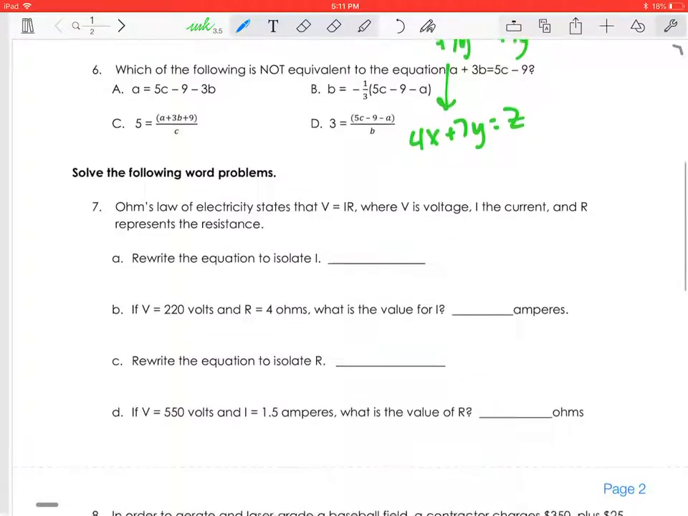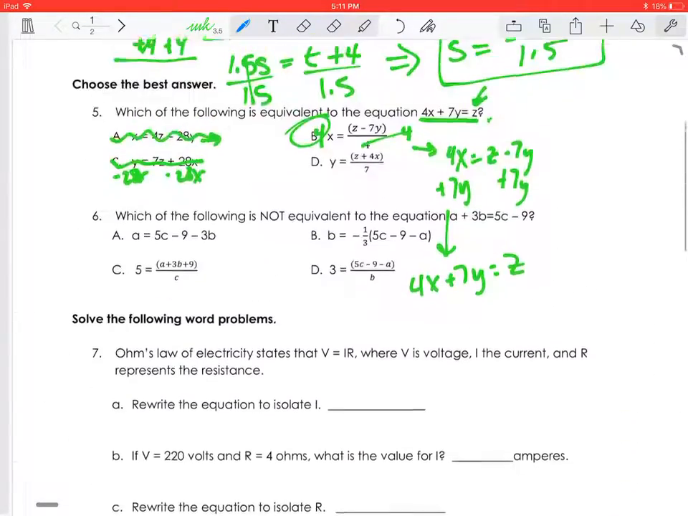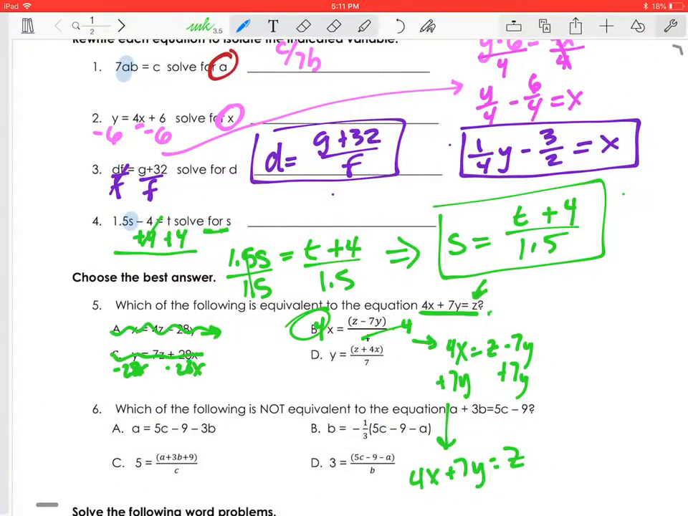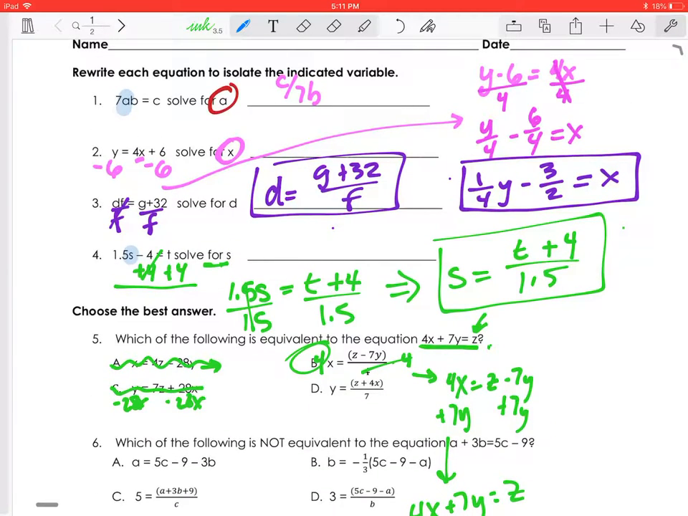And that's all the problems I'm going to go over in this video. I think those are pretty good literal equations just to practice and to look over.